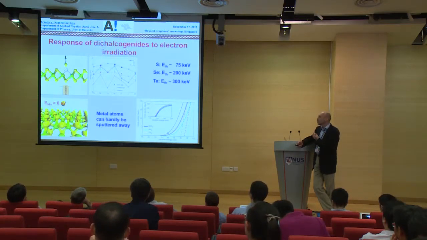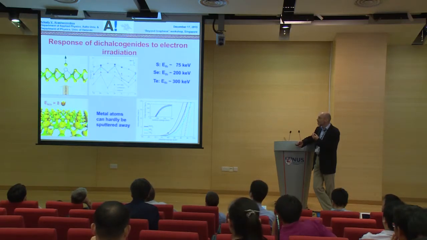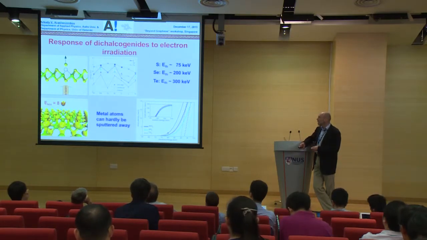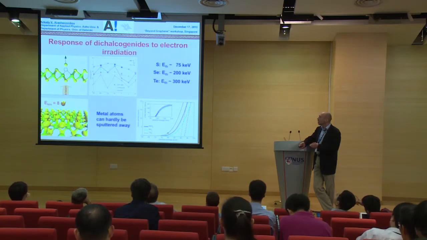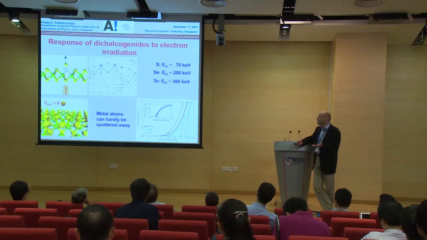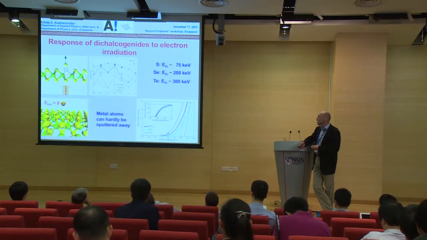And then, if we know the displacement threshold, that means the minimum kinetic energy you should assign to the atom so it leaves its position without immediate recombination, then we can calculate back the electron kinetic energy, or correspondingly the voltage. Basically, we can displace only sulfur. Selenium and tellurium are way too heavy, but the same is true for metal atoms. With standard TEM, I mean with 80 or 60 kilovolts, that's the standard voltage at which microscopes operate now.